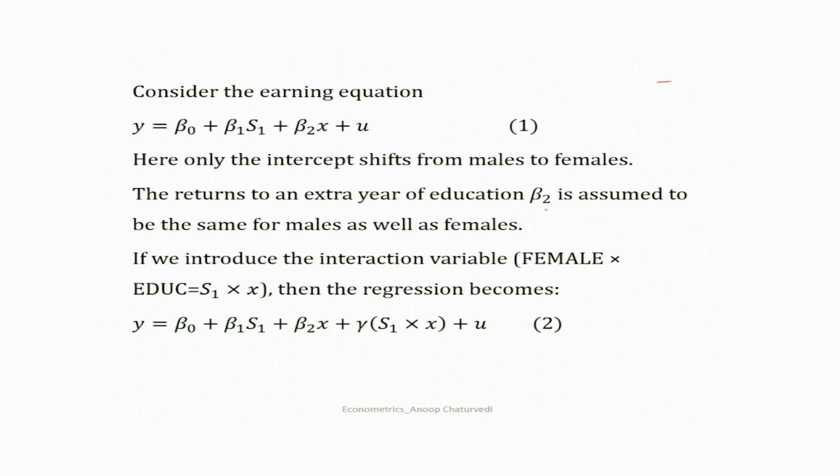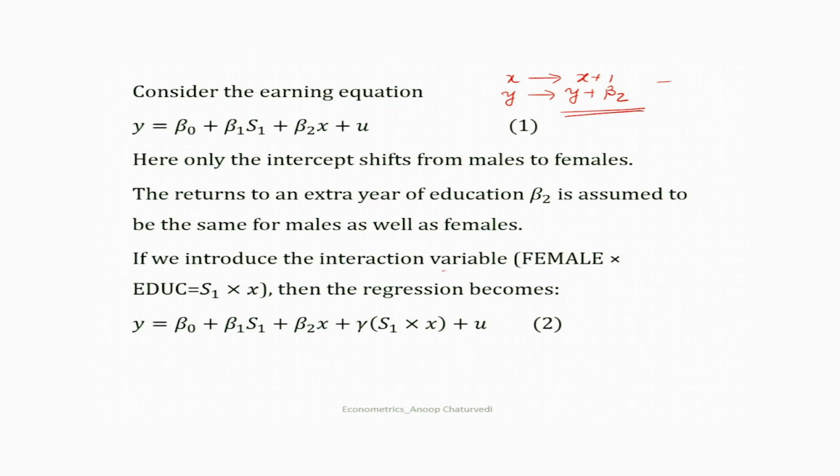So, what is the role of beta 2? If x varies from x to x plus 1, then y varies from y to y plus beta 2, and this holds for both male as well as for females. So, an extra year of education has similar effect on males as well as females.